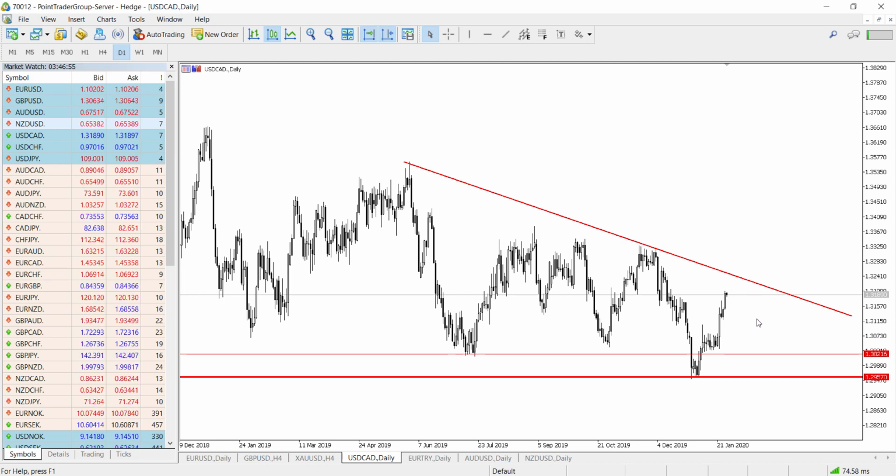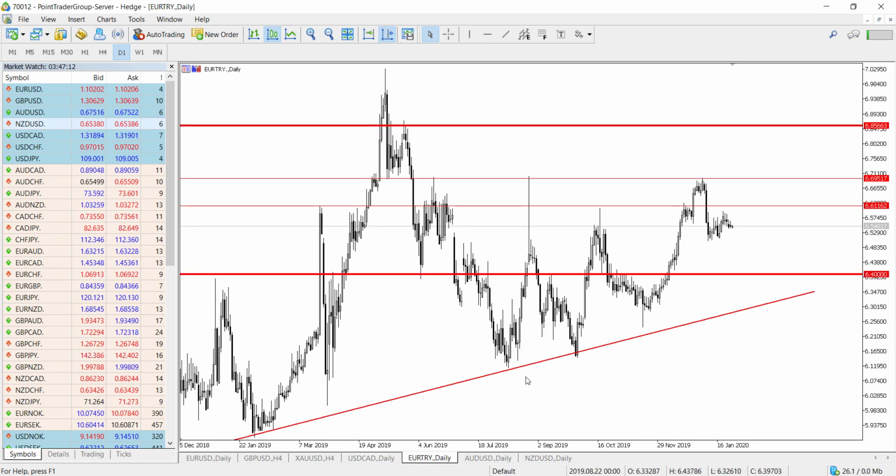In this case, we can go short targeting the level of 1.30, and this is going to be conditioned by the continuation of trading below this downtrend line. On the other hand, if the downtrend line is broken to the upside, this means the price might continue going upwards to reach the level of 1.33.